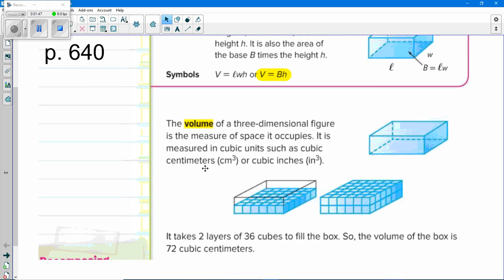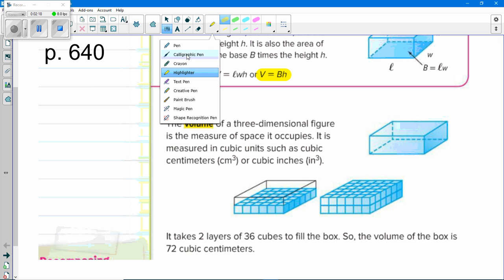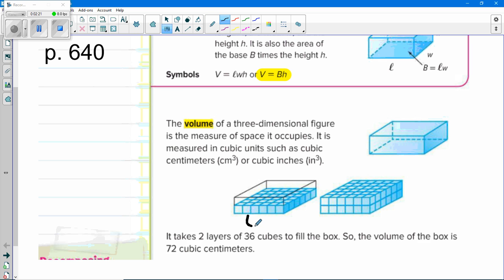Now, if you look further down the page, it says the volume of a three-dimensional figure is the measure of space it occupies. It is measured in cubic units, like cubic centimeters or cubic inches. All right? It takes 2 layers of 36 cubes to fill the box, so the volume of the box is 72 cubic centimeters. Well, if you look, count these cubes. 1, 2, 3, 4, 5, 6. 1, 2, 3, 4, 5, 6. So if you look at those two, it's 6 units wide, it's 6 units long.